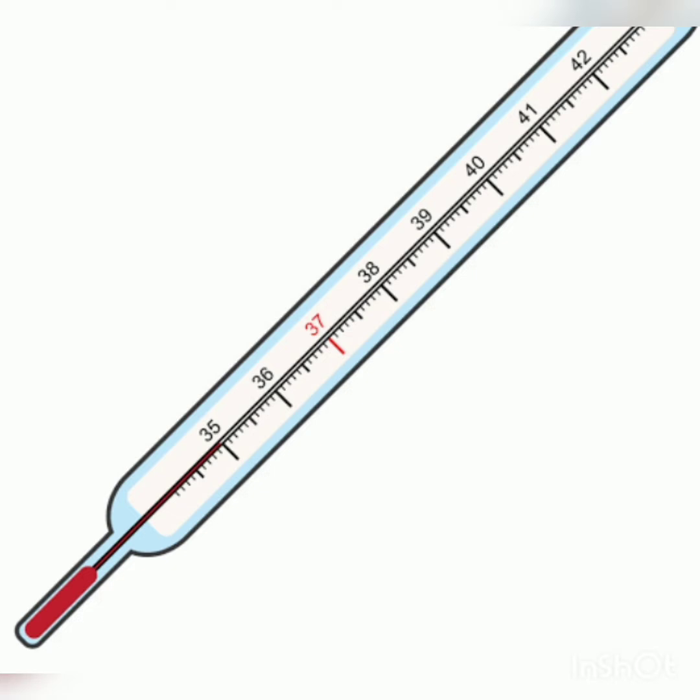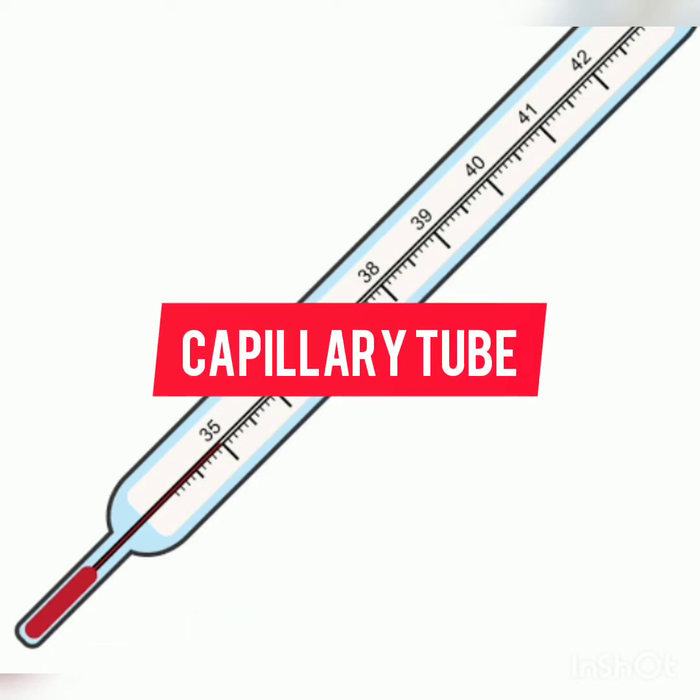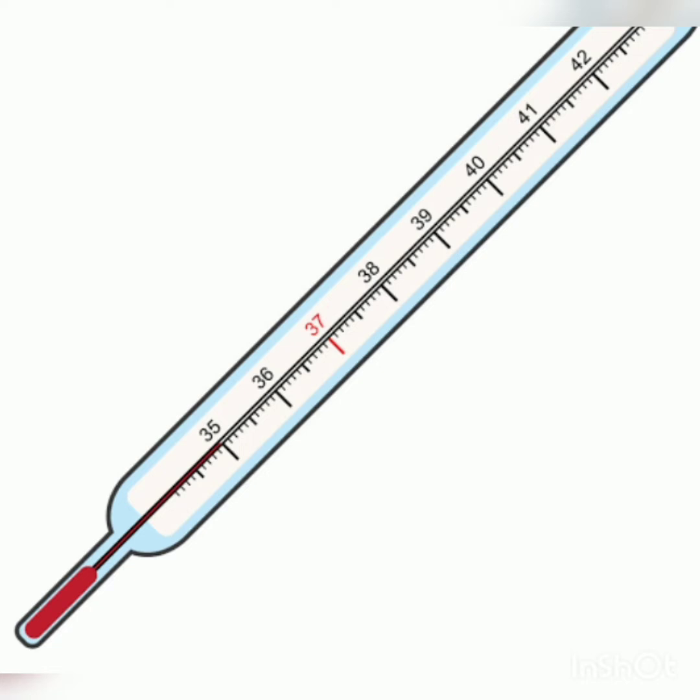It is a narrow glass tube, you can see over here, and there is a bulb at the end of it. This glass tube is called a capillary tube, and this tube is filled with mercury, which is a metal. So this glass tube is filled with what? Mercury. Now mercury is not a compound, okay, it's a metal.